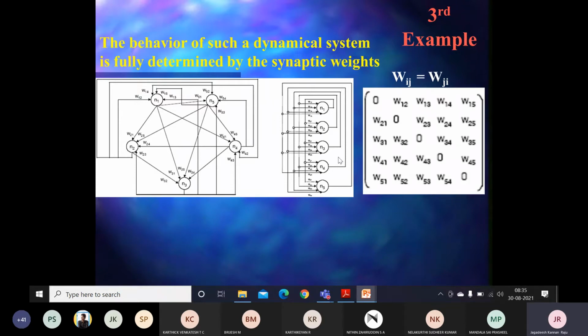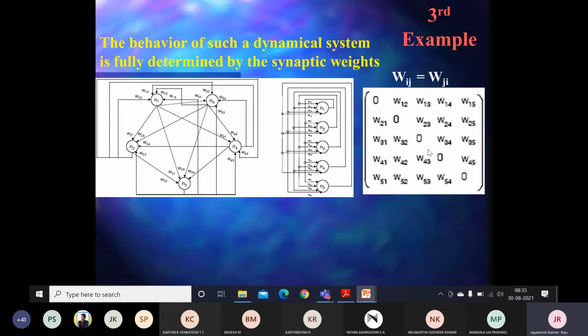So like that, it gives a simplified view of this particular complex structure, and Wij equals Wji. Wij is nothing but the weight value from node 1 to node 5, and Wji is nothing but from node 5 to node 1. So this is nothing but this one.